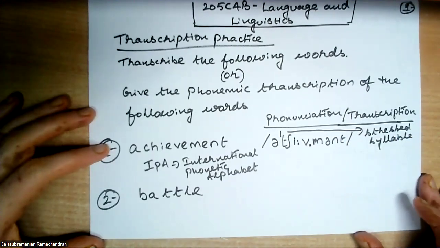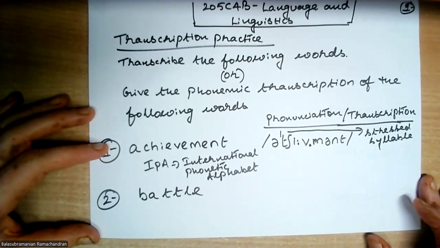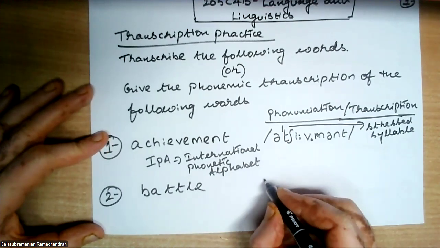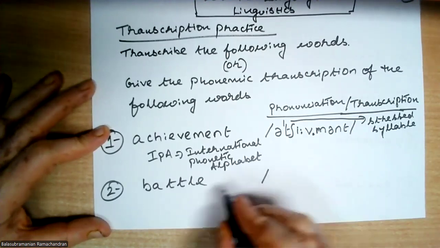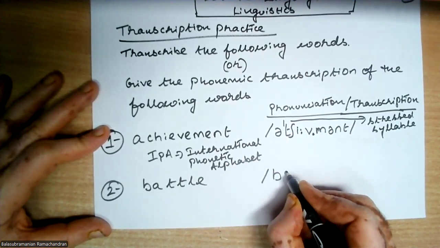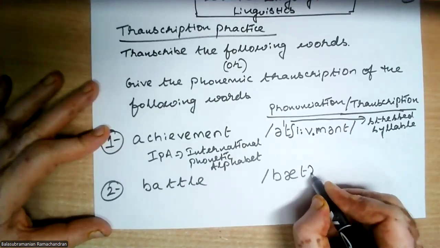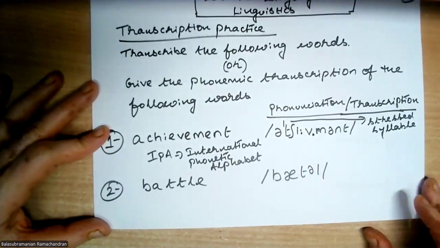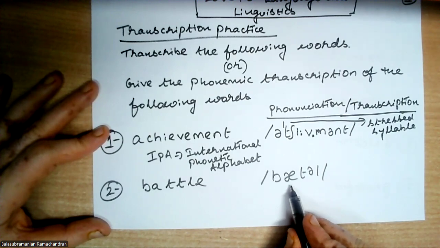Let's go to word number 2. It is B-A-T-T-L-E. First let's put the slanted line. It's battle. Now tell me how many syllables are there? Count the number of vowel sounds.